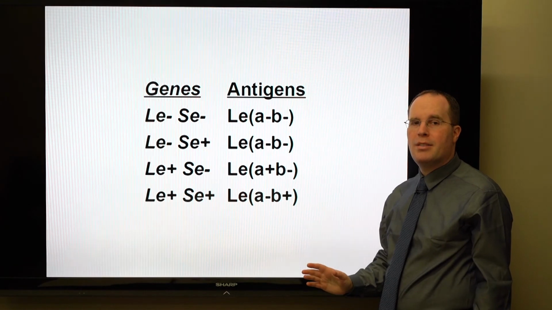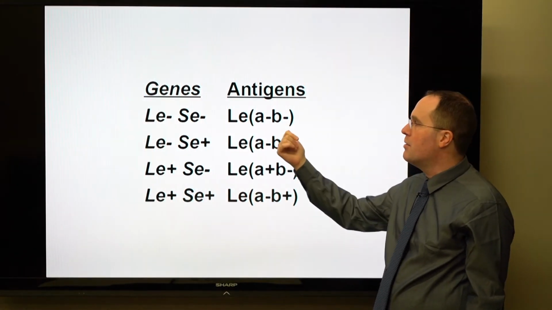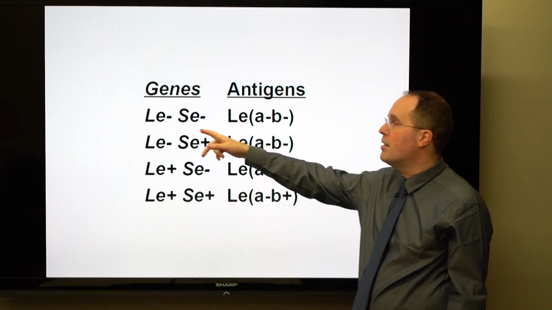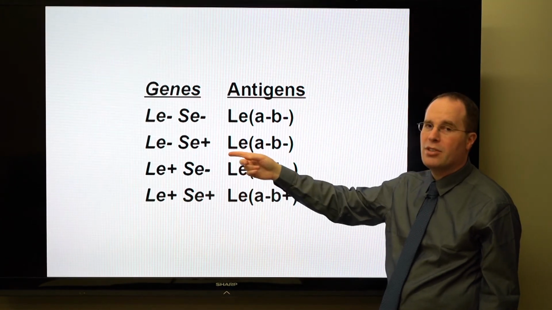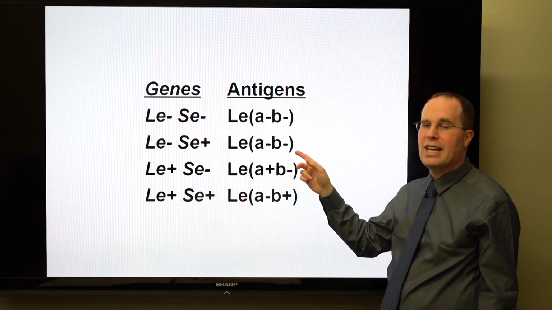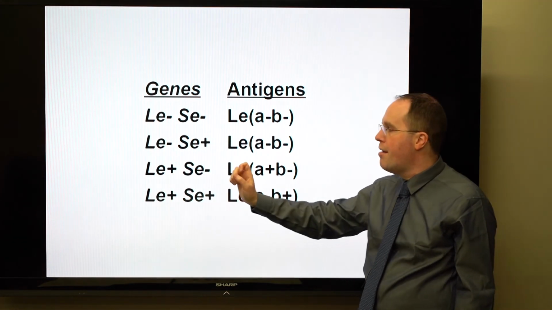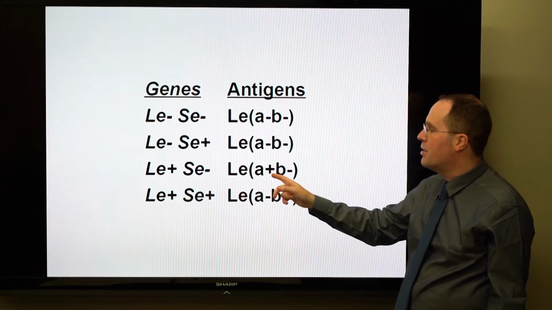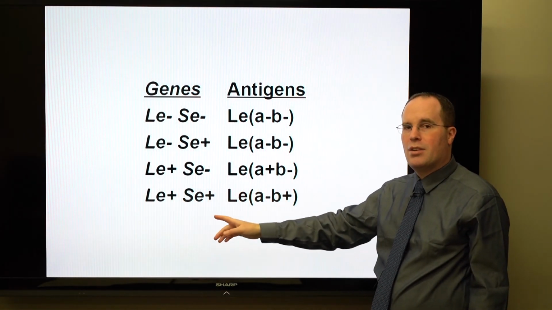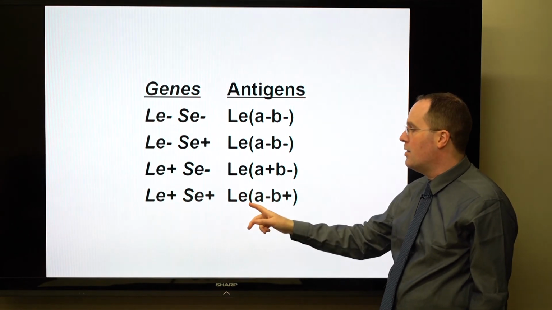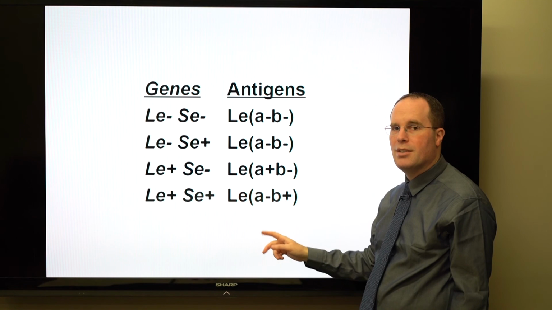And then to summarize briefly, if you have no Lewis gene and no secretor gene, you make no Lewis antigens, mainly because you have no Lewis gene. You can't even start the process. If you have no Lewis gene, but you do have the secretor gene, you're still negative for Lewis antigens because, again, you have no Lewis gene. If you have the Lewis gene only but no secretor gene, you make Lewis A, just the first step. If you have both the Lewis gene and the secretor gene, you do both steps and then you make Lewis B. So you have positivity for Lewis B on your red cells.